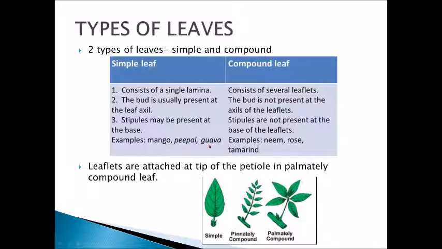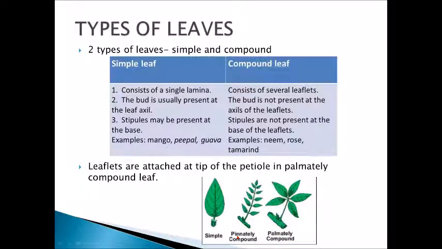They have simple leaf whereas the lamina is intact, it is not divided. At the base there can be the axillary bud and the stipules. These are the two types, simple one and the compound one. Now the compound leaf are again of two types. One is pinnately compound and the other is palmately compound.